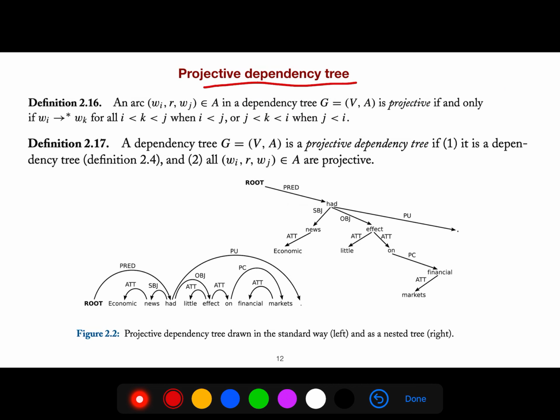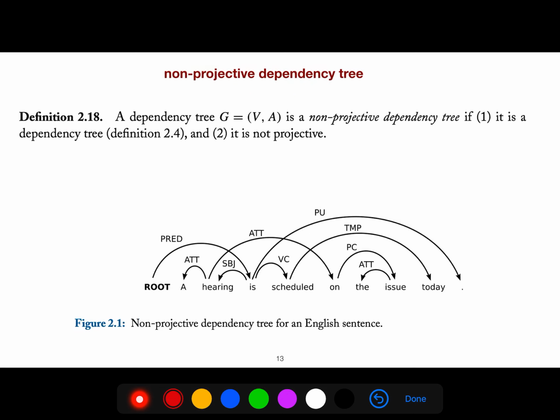So a projective dependency tree is one where you can't cross the edges. For example, this is a projective dependency tree. First of all, we should define what is projective. It is projective if and only if omega i has a relation to omega k. But most of the time, it is not projective, and it is non-projective because these edges cross.